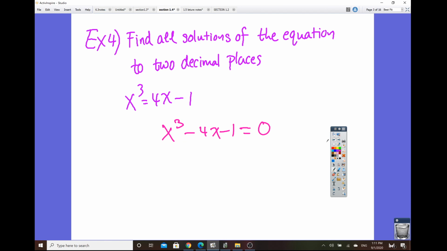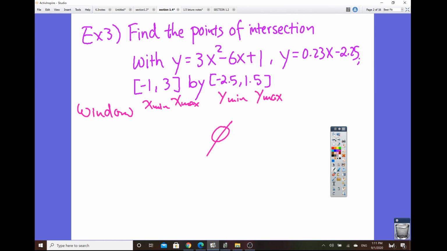Do not worry about the rest of this. Alright, so that's it. That's the lesson for section 1.4.